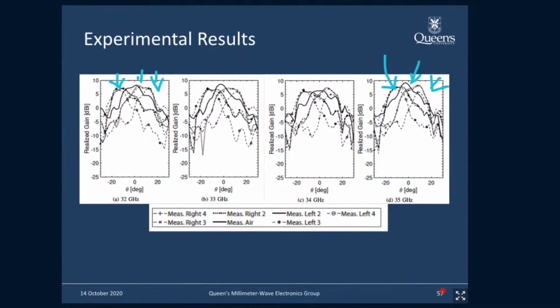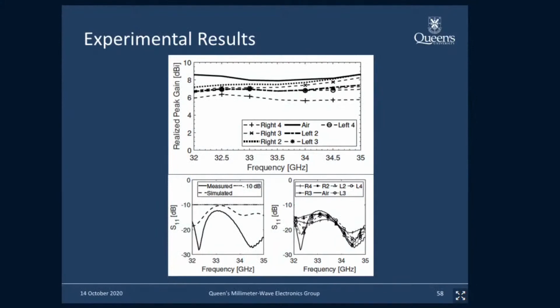I have more work that I could share with you, but I'm already past the hour mark, and I want to leave time for question and answer. So I'm going to conclude the talk now. Actually, before I go, I just wanted to show you the gain of this antenna. It has a gain between 6 and about 8.5 dB over the span 32 to 35 gigahertz. And there are some other measured results there, S11 and so on.